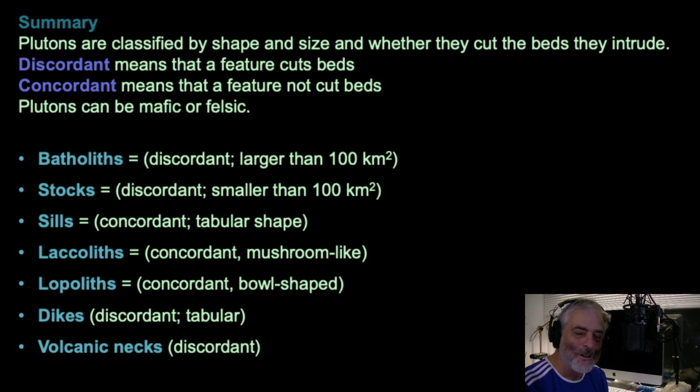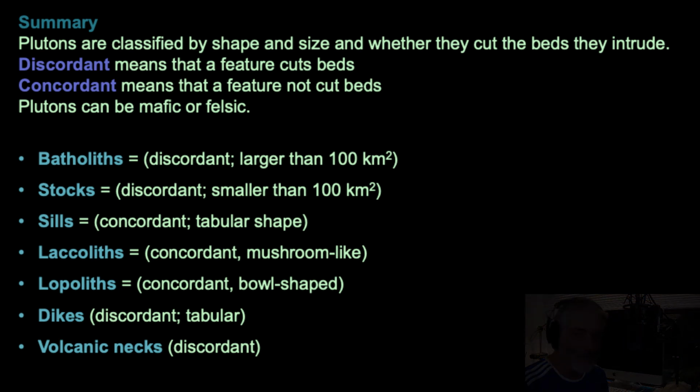So we're going to go on from here and take a look at volcanoes. So volcanoes, probably one of the more interesting topics in all of geology. I'll talk to you soon.